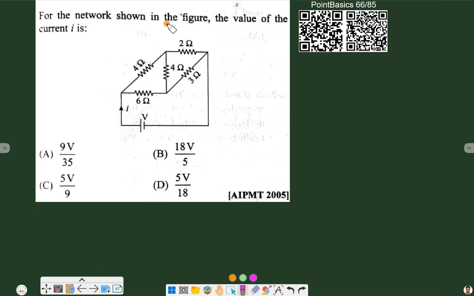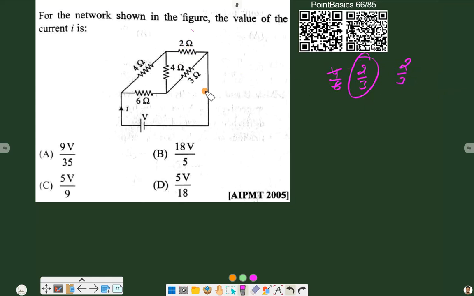For the network shown in the figure, find the value of current I. So we have to find the value of current I, and as we can see from this diagram, it is a Wheatstone bridge. And is it balanced? 4 by 6 will be 2 by 3, and these two will also give us 2 by 3.